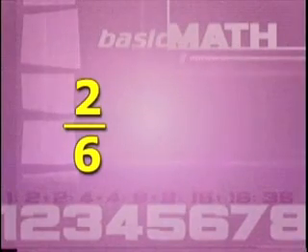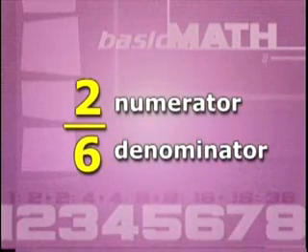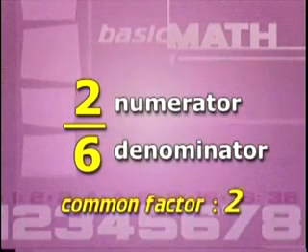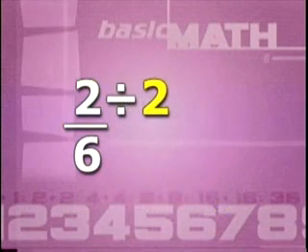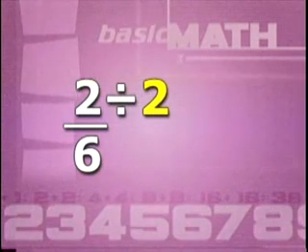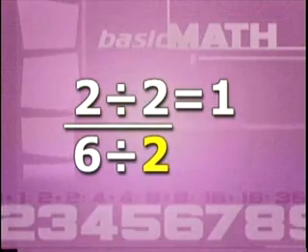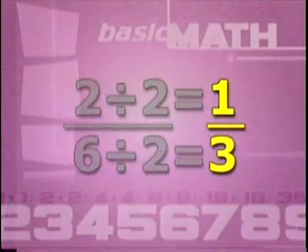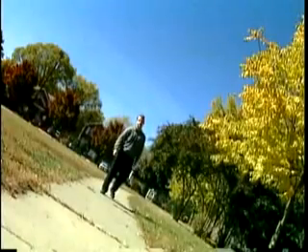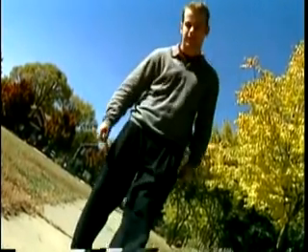We'll start by reducing 2/6. Notice that both the numerator and denominator of this fraction have a common factor, 2. If we divide 2 into the numerator, 2, we get 1. Then we divide 2 into the denominator, 6, to get 3. So the fraction is 1/3. The value of the fraction hasn't changed. The fraction has just been reduced. The value of the fraction remains the same because the numerator and denominator have been reduced by the same number, 2.